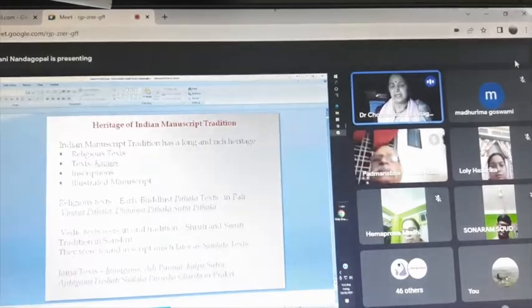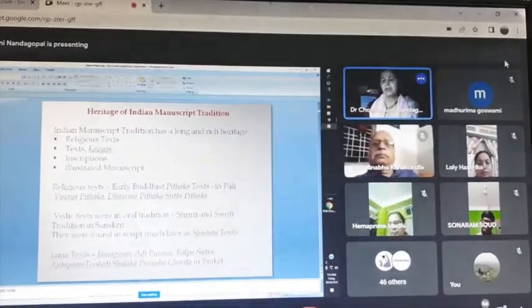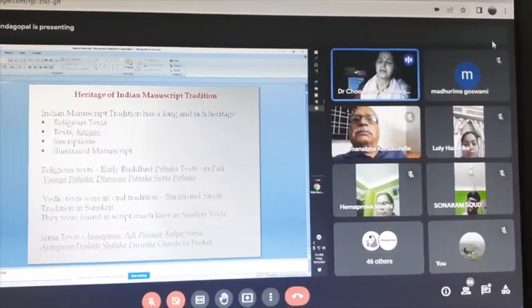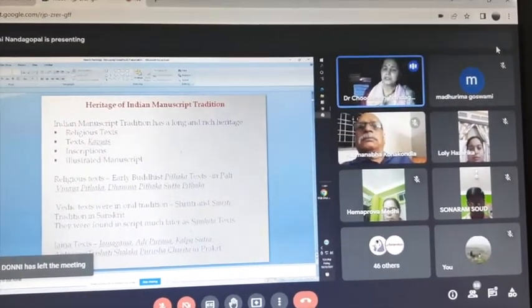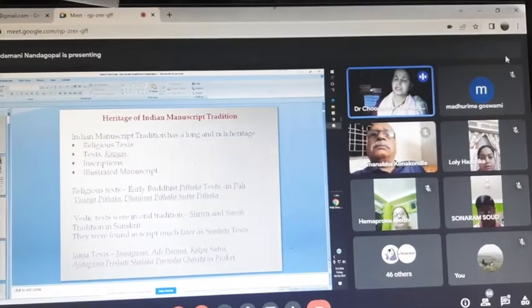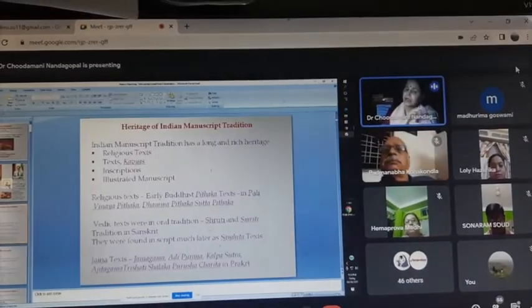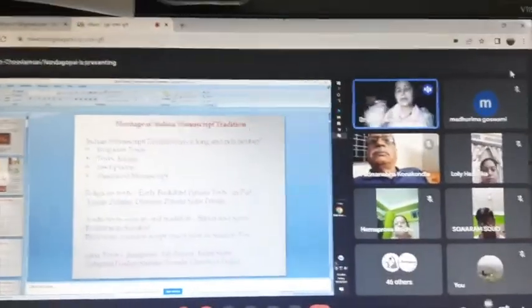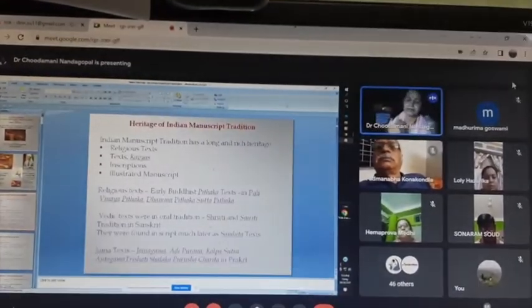The religious texts are like the early Buddhist Pitaka texts. Most of them are in the Pali language. Those three Pitakas, Vinaya Pitaka, Dhamma Pitaka and Sutta Pitaka, were earlier written on palm leaf, and later they were also illustrated.